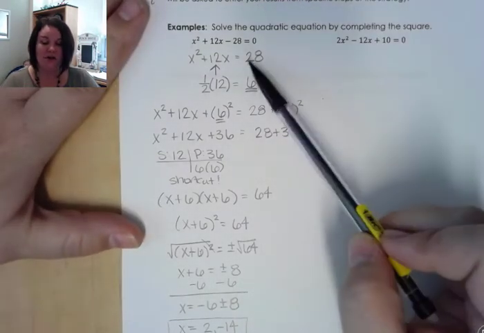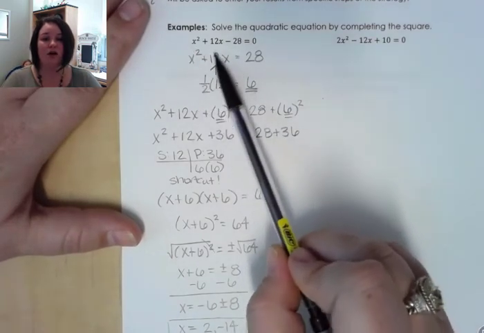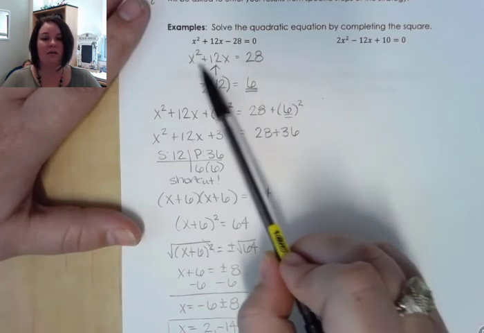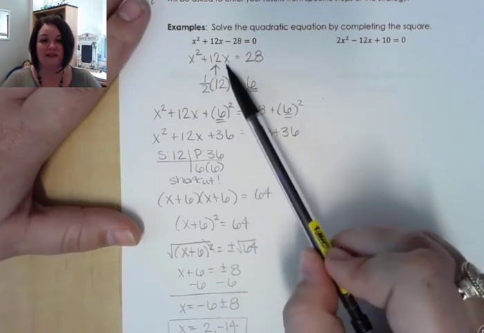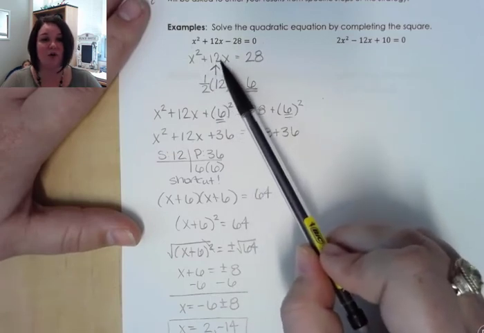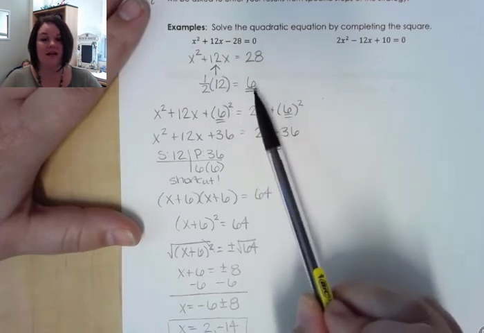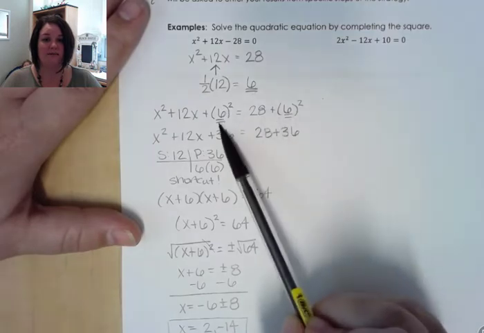So first off, make sure our leading coefficient is a 1, right? And we move our constant to the other side because we don't need it right now. We're trying to create a perfect squared quantity on this side. And the way that we do that is by taking half of this x term coefficient. So we took half of 12, we got 6, right? We're going to take that 6 and square it and add it to both sides, okay?